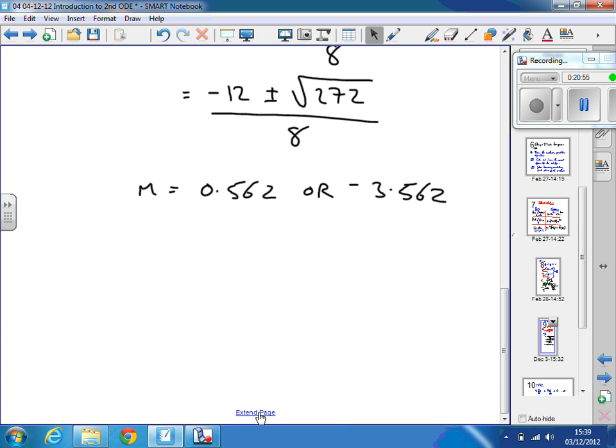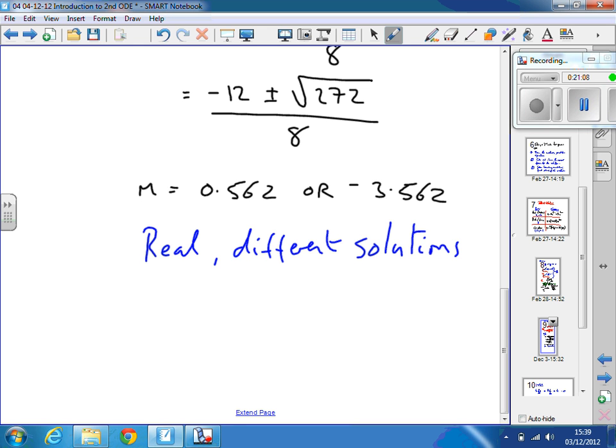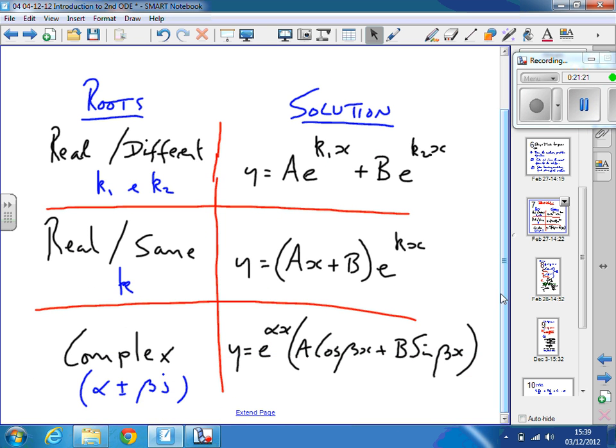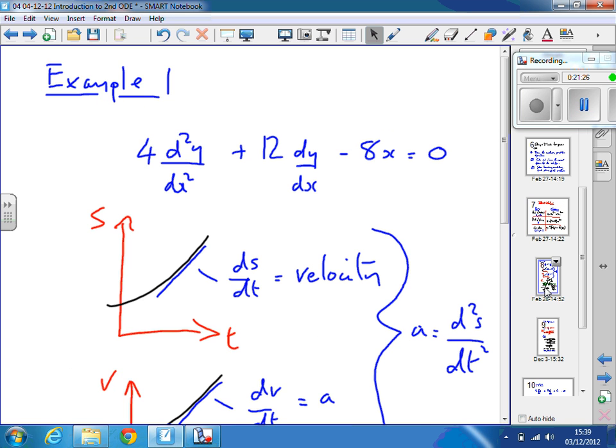What we have here is 2 real different solutions. We've got 2 solutions. They're different and they're real. By real, I mean there's no complex part of it. There's no minus in the root. So we look at our table and we see that, therefore, it's the first one: y equals A e to the k1x plus B e to the k2x.